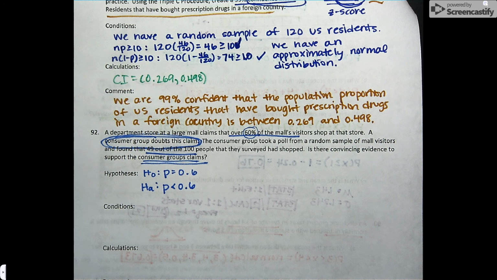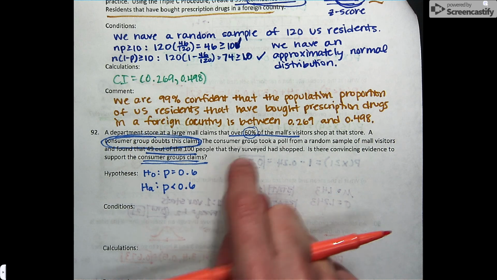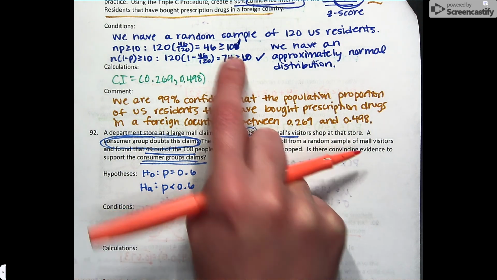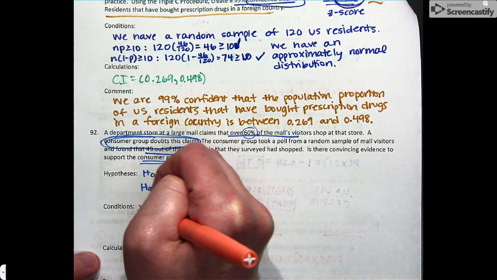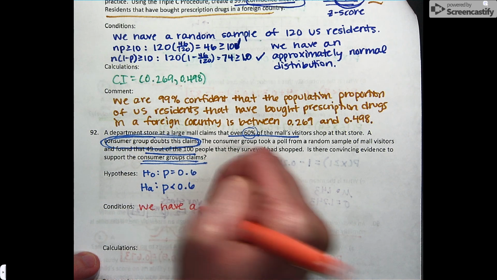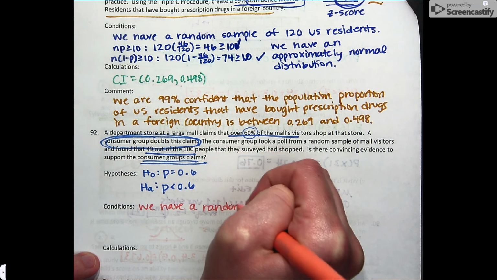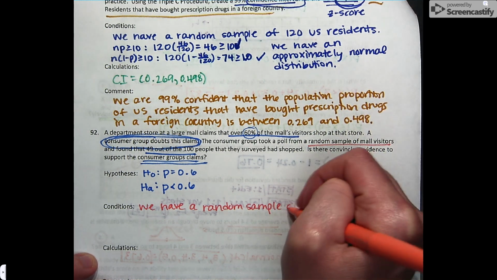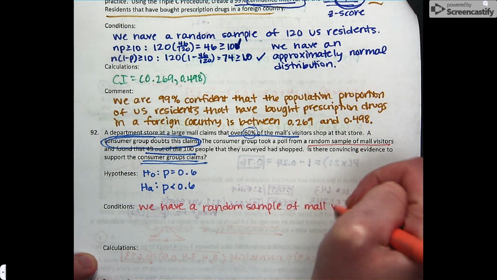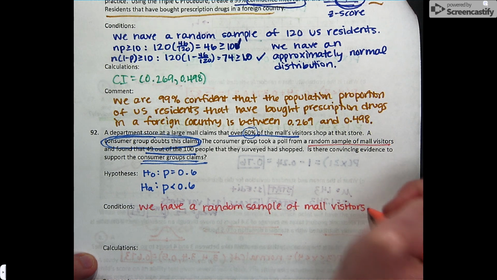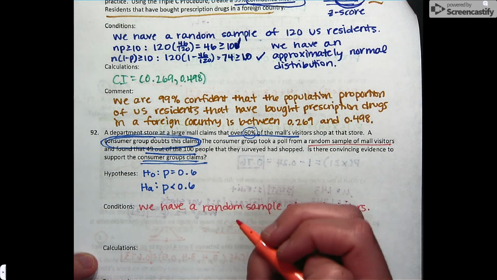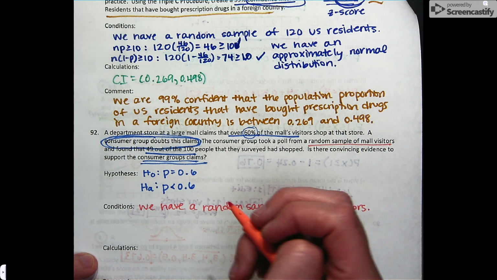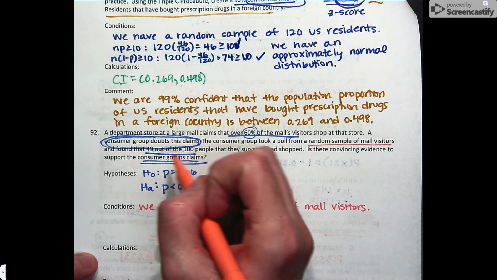So let's check the conditions. When you check these conditions, since it's still a proportion, we are still checking them the exact same way I did for the confidence interval. So I would say that we have a random sample, and let me actually make sure that it says that we have a random sample of mall visitors. So we did meet the random requirement. And then now we need to check that n times p and n times 1 minus p is greater than or equal to 10. In this case, guys, do not use the sample data.